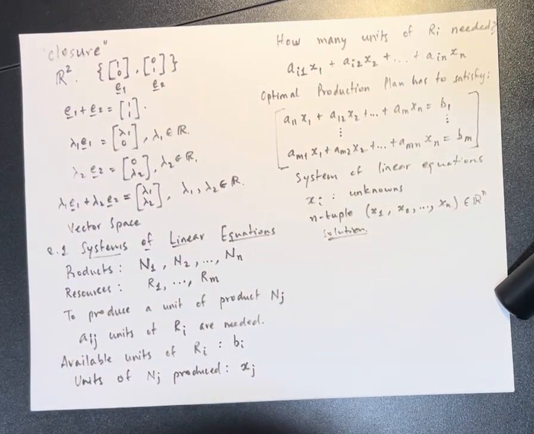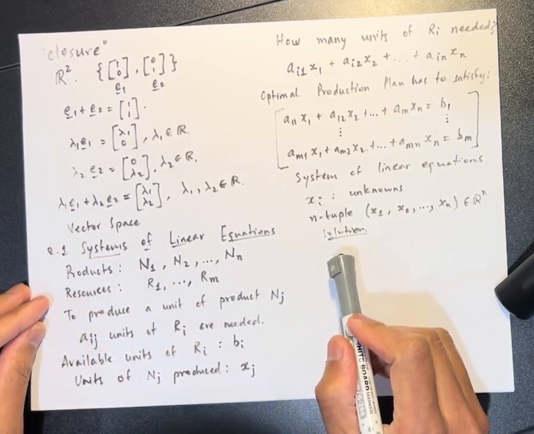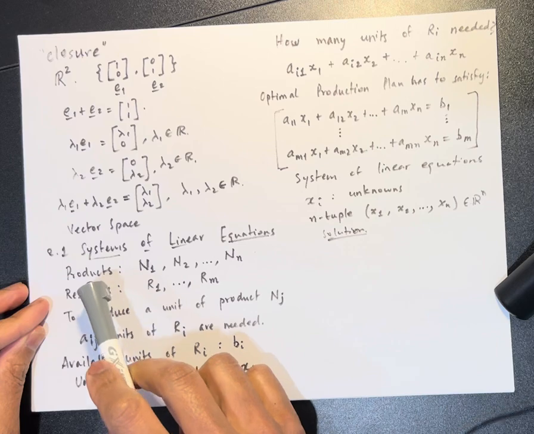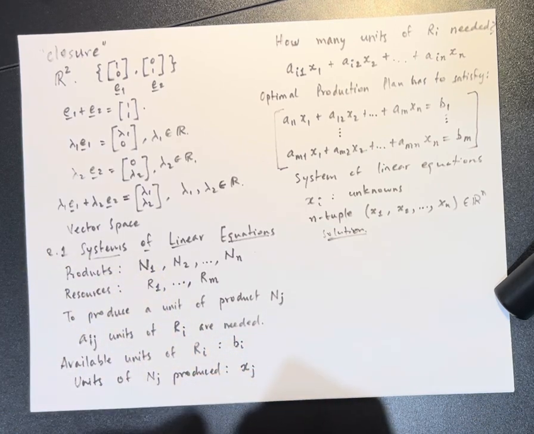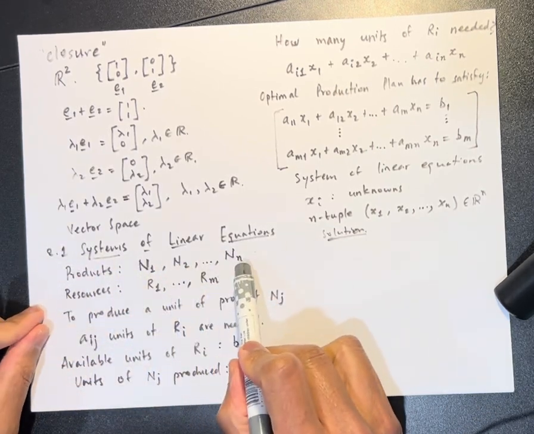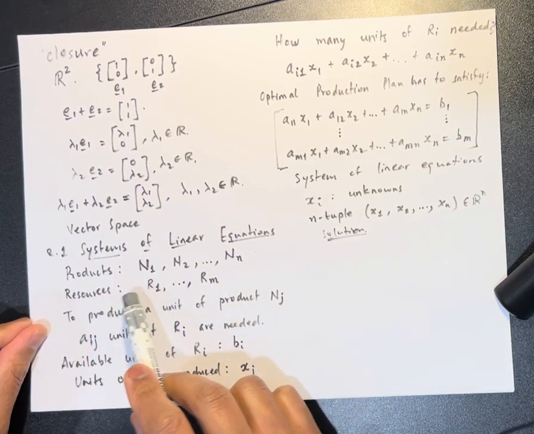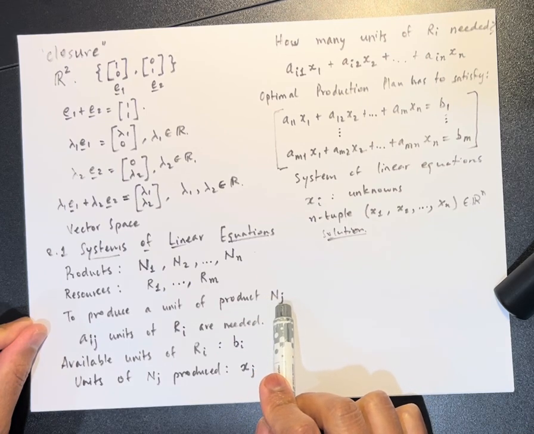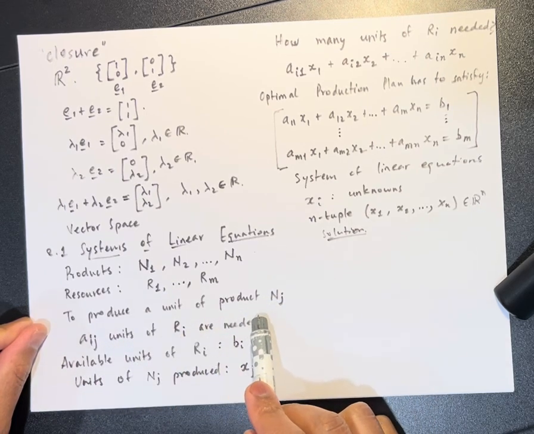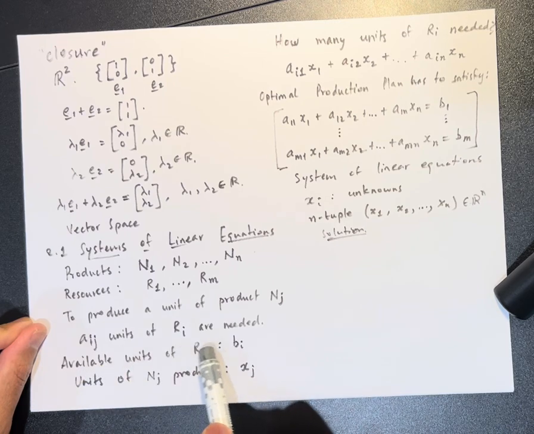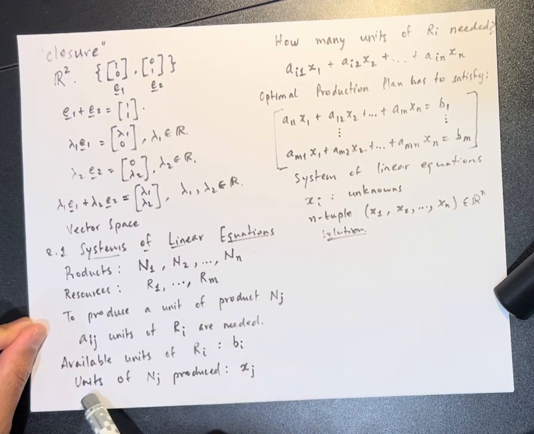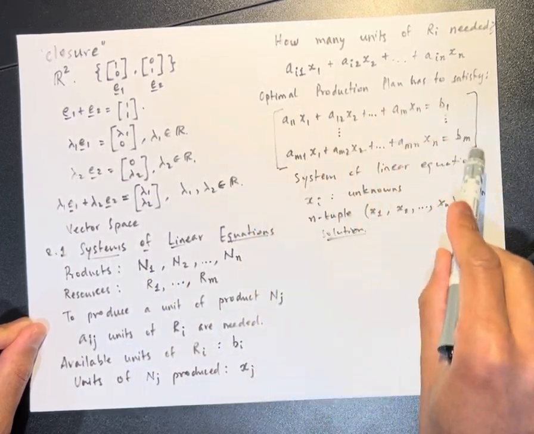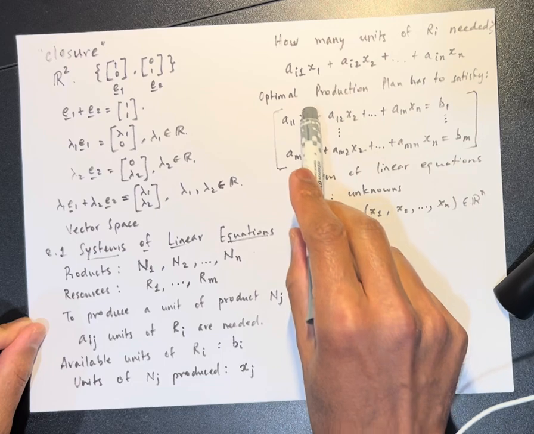Hello, so let's continue now with the systems of linear equations that we were talking about in the previous video. If you recall, we have products N1, N2 all the way up to Nn, and then resources R1 to Rm. To produce a unit of product Nj, we said aij units of Ri are needed, and if the available units of resource Ri are bi and units of product Nj produced are xj, we wrote this system of linear equations.